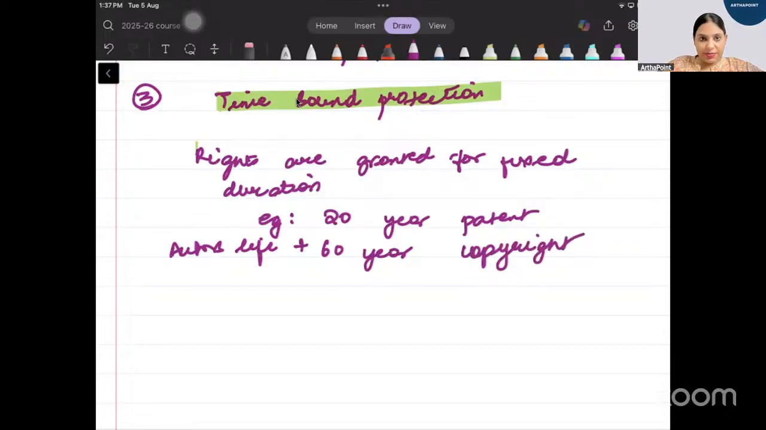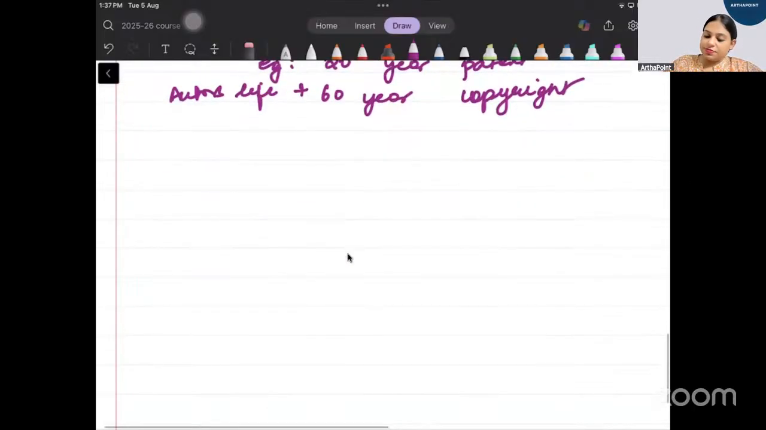Just in some time, I will tell you what is the difference between patent and copyright also. We will discuss that. But abhi ke liye, we are just discussing the characteristics of IPR. तो तीसरा कैरेक्टरिस्टिक हो गया कि एक टाइम बाउंड प्रोटेक्शन है, एक लिमिटेड पीरियड के लिए आपको प्रोटेक्शन देती है. ठीक है.